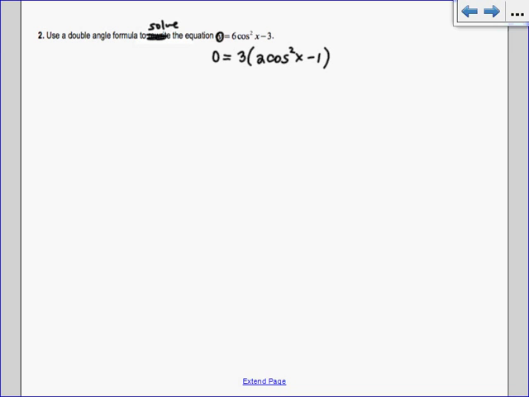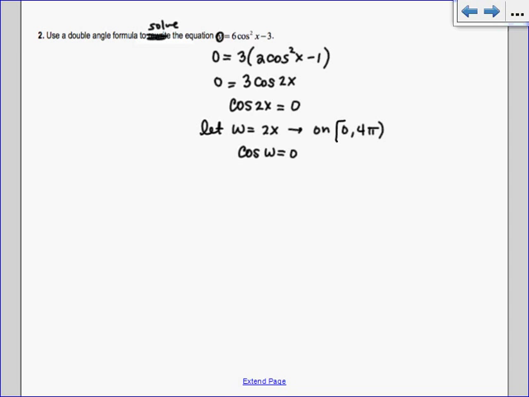If I have 2 cosine squared x minus 1, I know that that is equal to cosine of 2x. It was one of those different forms. So in other words, cosine of 2x has to equal 0 because the 3 is doing nothing. I can divide the 3 over. If we're trying to solve something where we have 2x, we can let w equal 2x. So we have cosine of w equals 0. But now instead of finding it on the interval 0 to 2 pi, since I have 2x, I want to find it on 0 to 4 pi. I want to double my period, or double my interval.